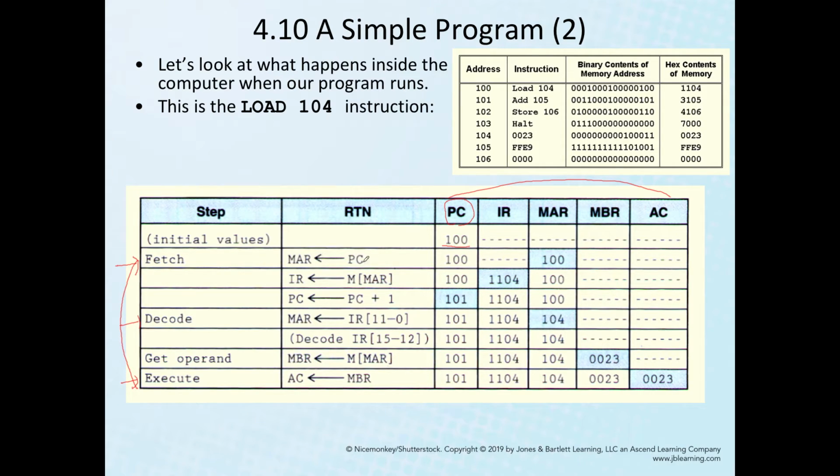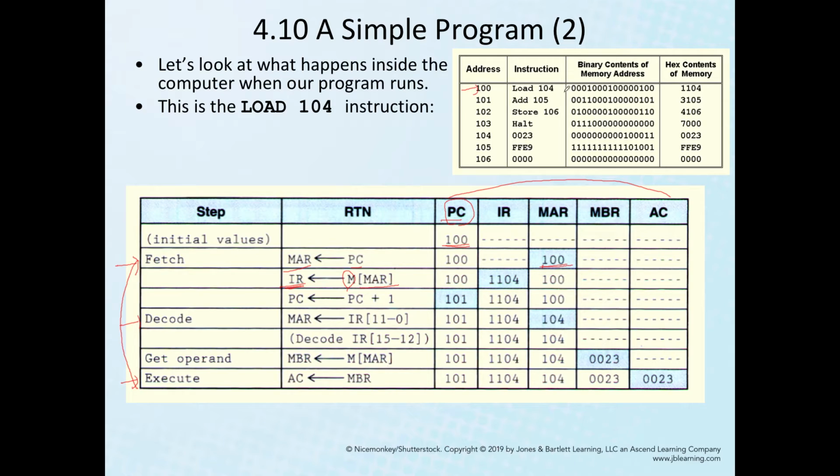So fetch means fetch the instruction. The PC, program counter, is holding the address of the next instruction to be executed. So it fetches that instruction. The contents of the PC are loaded into the MAR, memory address register. So MAR gets 100, which is copied from PC. Then the instruction register gets the instruction from memory at address MAR. So MAR is holding 100, and from 100 the data is read and stored into the IR, instruction register.